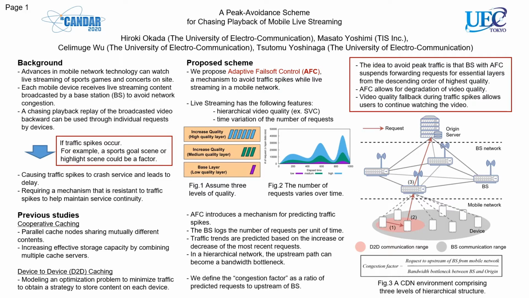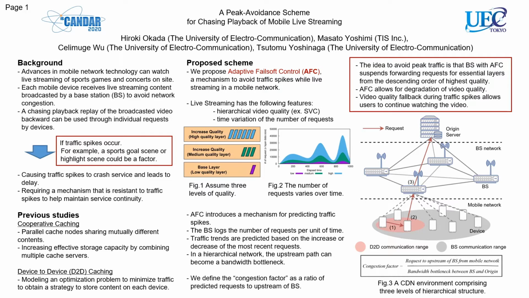On the other hand, if users want to chase playback during live streaming, users need to generate individual requests from each mobile device. A sudden traffic spike, such as a sports goal scene or a highlight scene, can lead to service crashes and delays. A scheme will be required to keep the service running against these sudden traffic spikes.